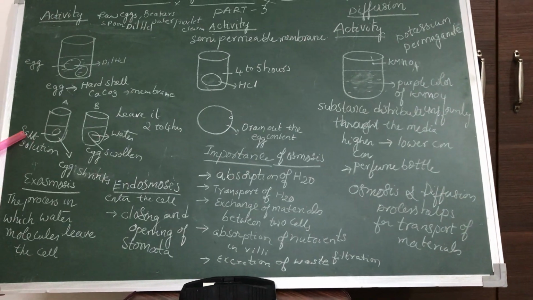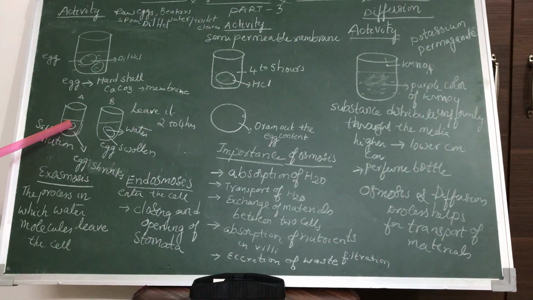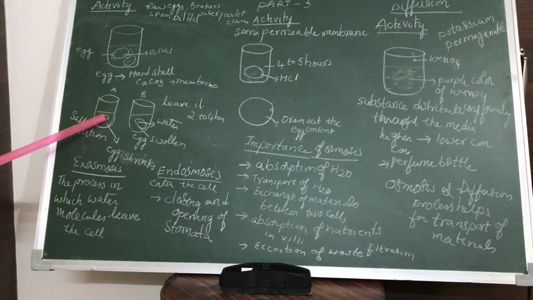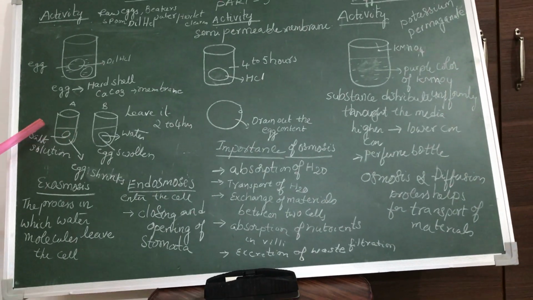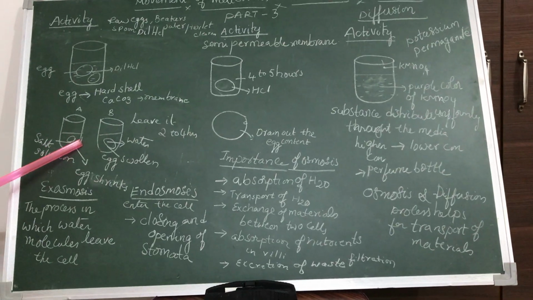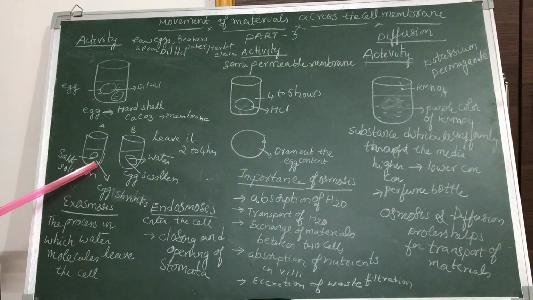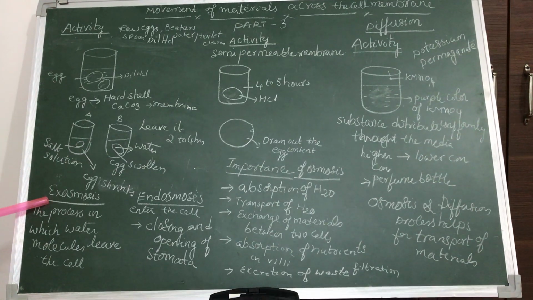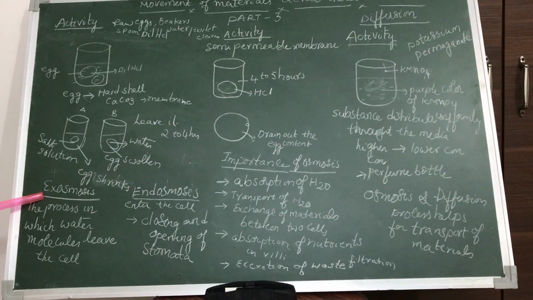See here, the salt solution is of one concentration. Inside the egg is a living cell, and inside the egg the cytoplasm has a different concentration. Due to the difference in concentration, the water that is present in the cytoplasm of the egg has entered into the salt solution. This phenomenon is called exosmosis. What do we call it? Exosmosis.